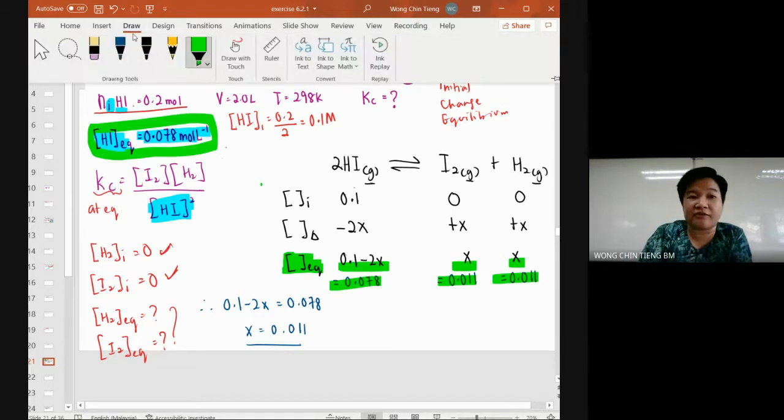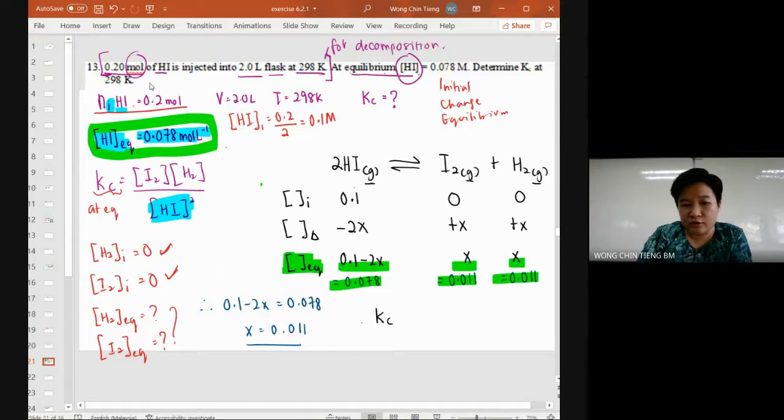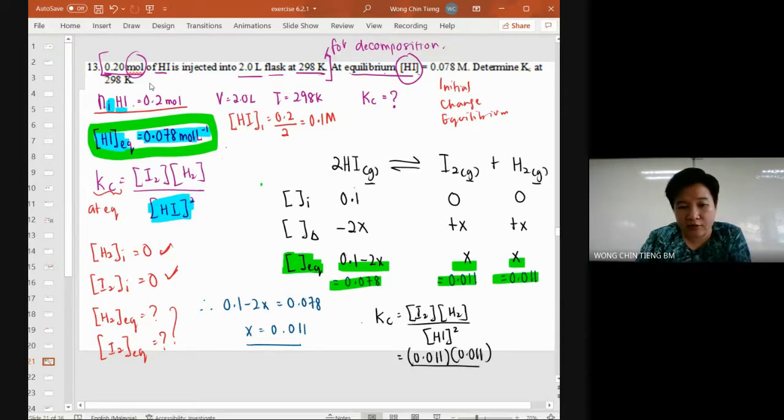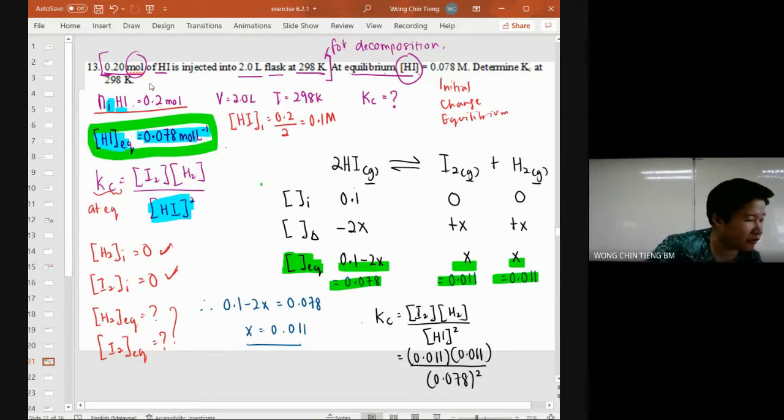And since you have all the concentrations at equilibrium, the question is asking for Kc. So Kc equals the formula that we have just written down: H2 times I2 over HI to the power of 2. Masukkan value yang kamu dah ada, 0.011, 0.011, and then you have your 0.078 to the power of 2. Betul? Press your calculator very correctly.